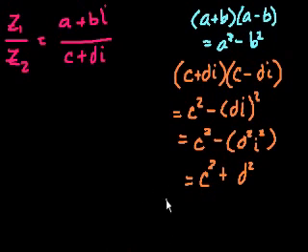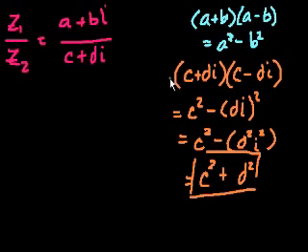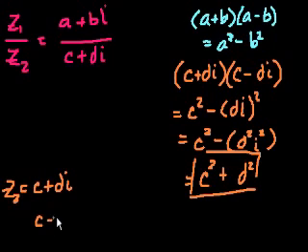That's interesting. When I multiply a complex number times this other number, which is very similar to it, but the imaginary part goes in the other direction, I get a completely real number. All of the i's disappear. And in general, in our example, this was z2. So if we say that z2 equals c plus di, the quantity c minus di is called its conjugate.